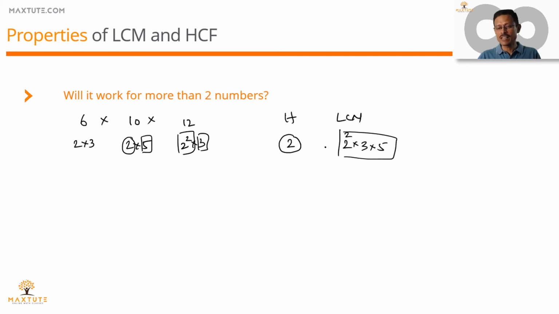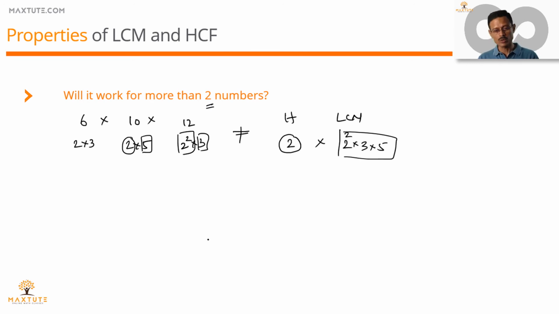The LCM and HCF together have accounted for only 4 out of the 6 parts. So the product of the three numbers need not be equal to the product of the LCM and HCF of these three numbers. So for two numbers, it will certainly work. Beyond two numbers, it may not work. If the numbers are prime, it will work. So keep this in mind. Do not extend it to beyond two numbers in general.